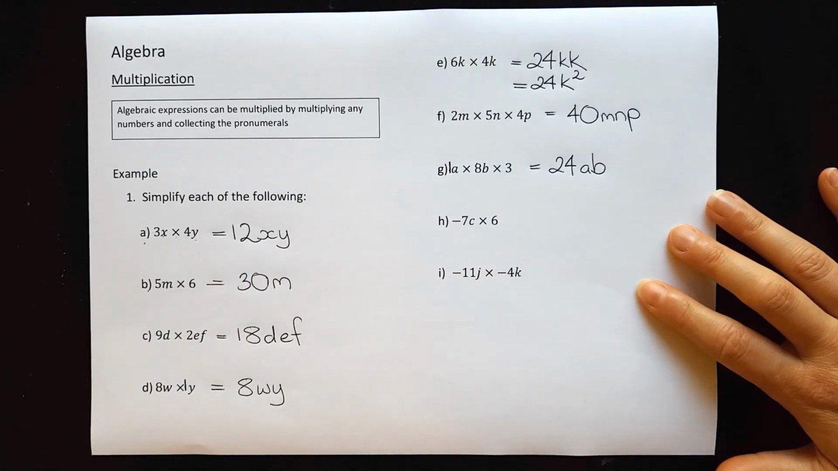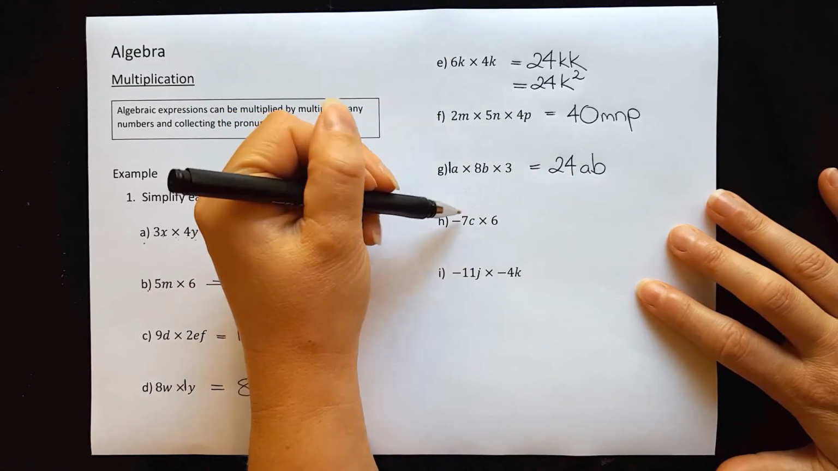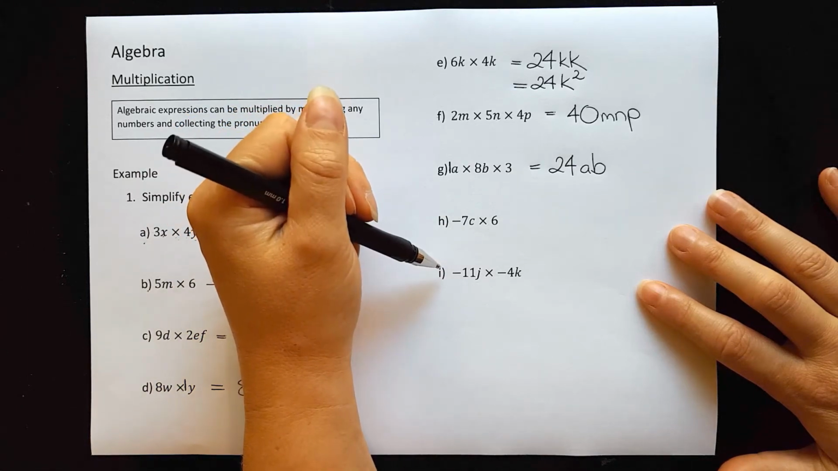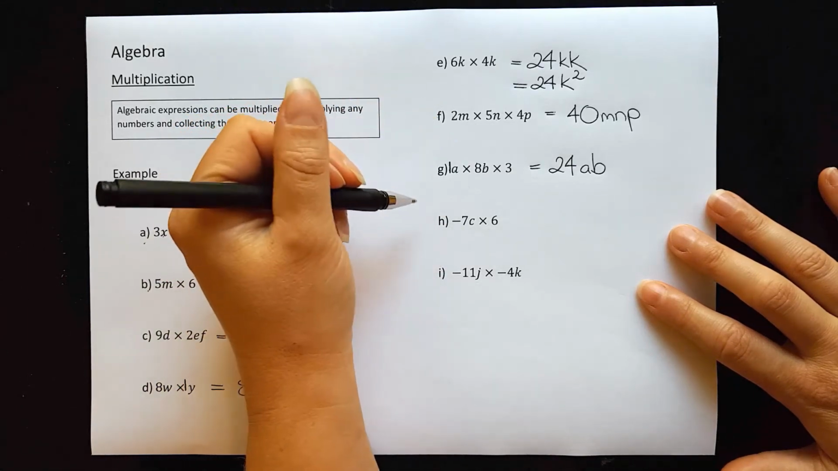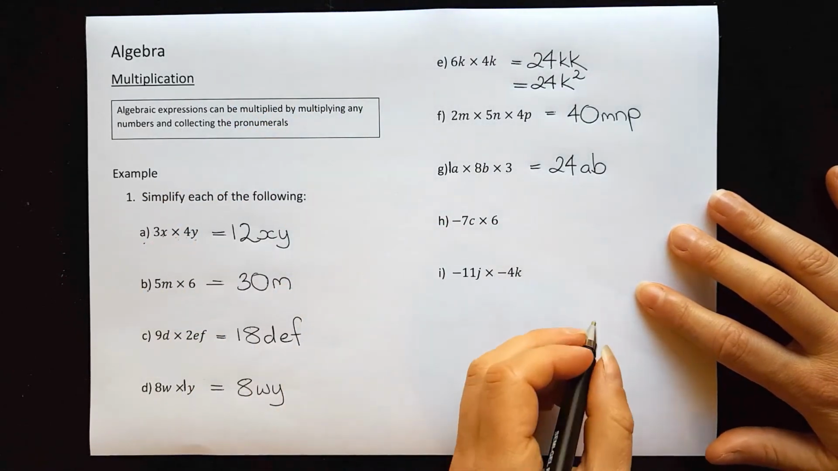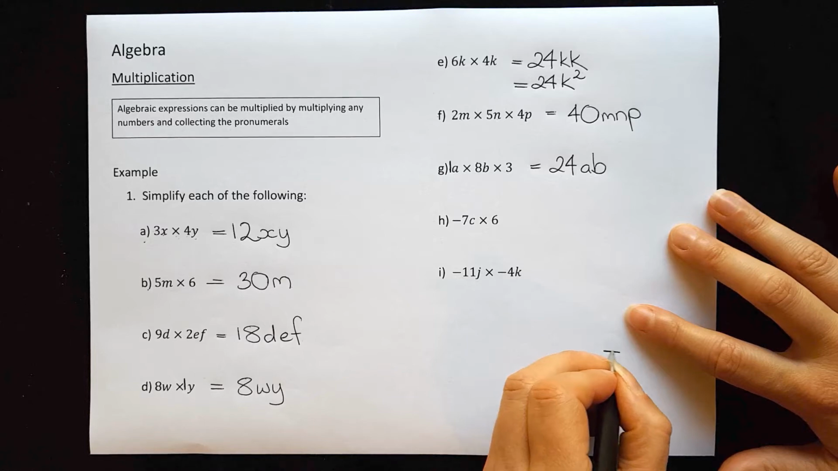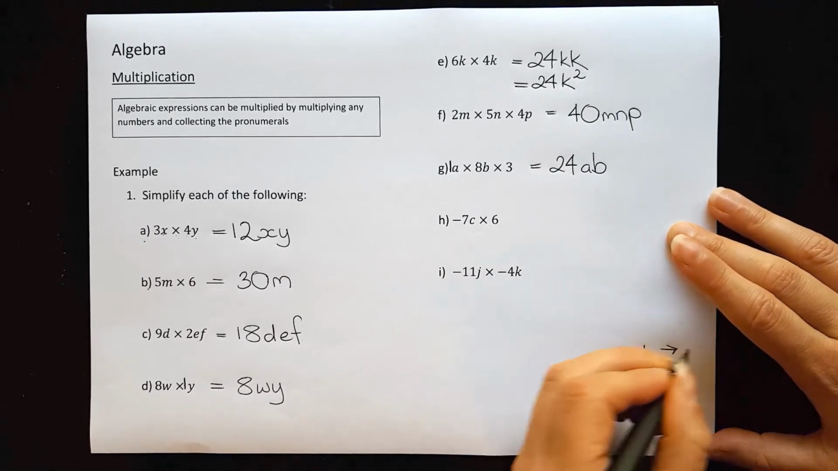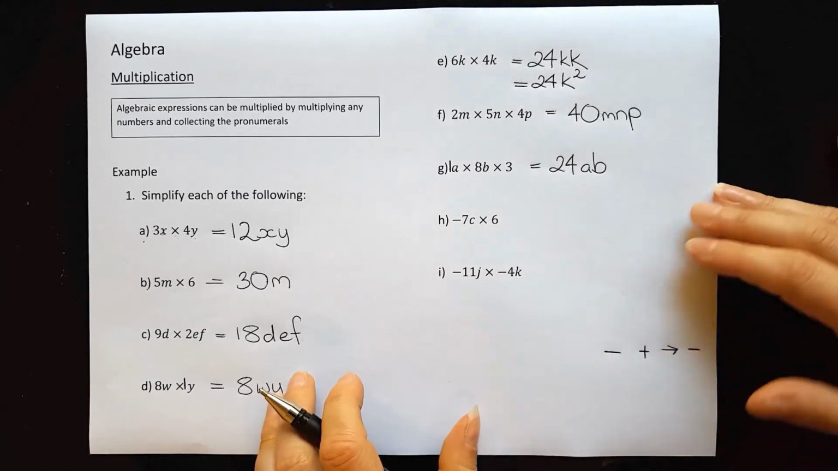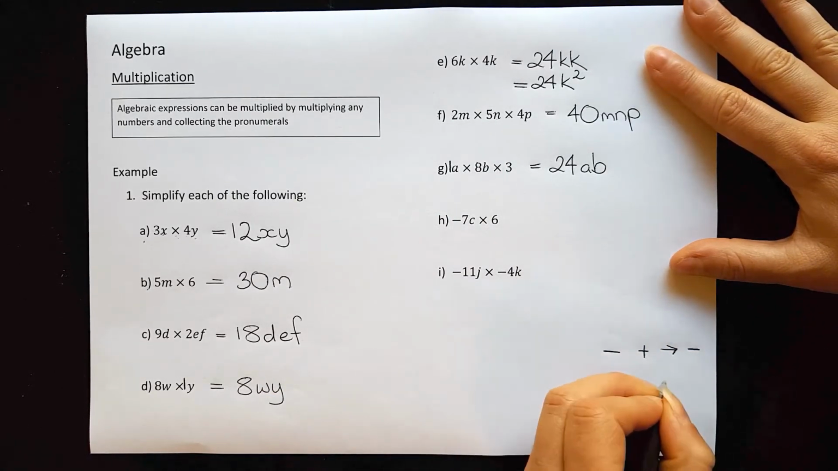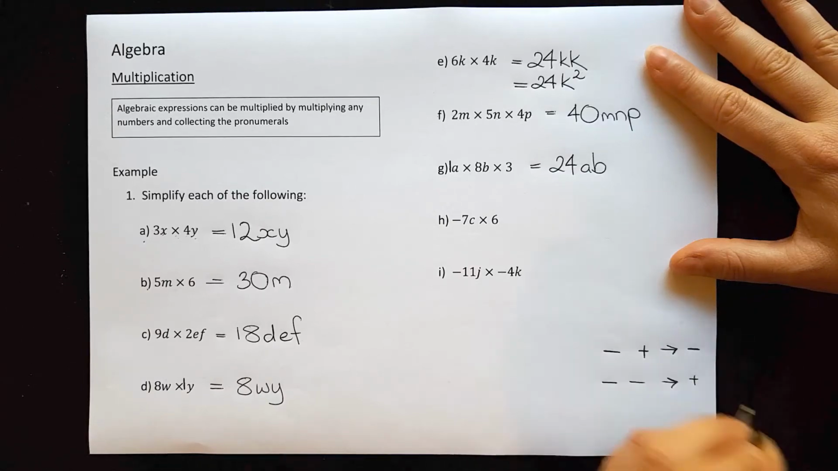We can even do this with negative numbers. So we are multiplying some positive and some negative numbers in these last 2 questions here. So the rules for multiplying negative numbers: if one of the numbers is negative and one of the numbers is positive, we're going to get a negative answer. If both of the numbers are negative, then we get a positive answer.